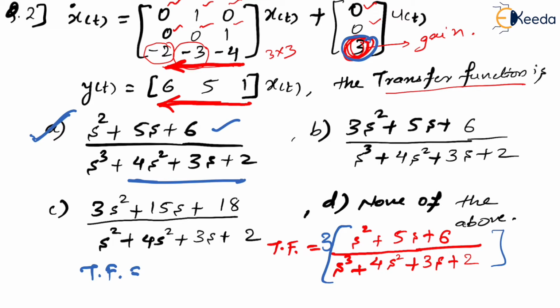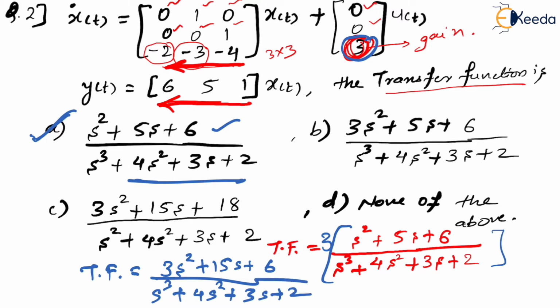After multiplying by 3, the transfer function that we get is 3s squared plus 15s plus 6 divided by the denominator, which remains the same, s cube plus 4s squared plus 3s plus 2, right? So where is the option? Yes, it is going to be option C. So option A is not the answer. Option A would have been the answer when I had 1, but I don't have 1. There I have 3, so that 3, which is the gain, has to be multiplied. If I multiply that gain of 3, I am going to get option C as the answer.